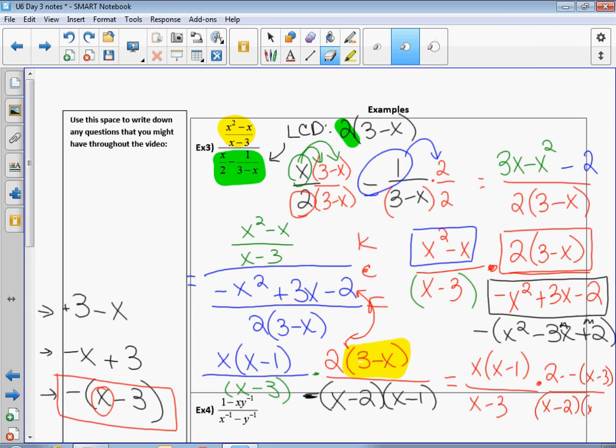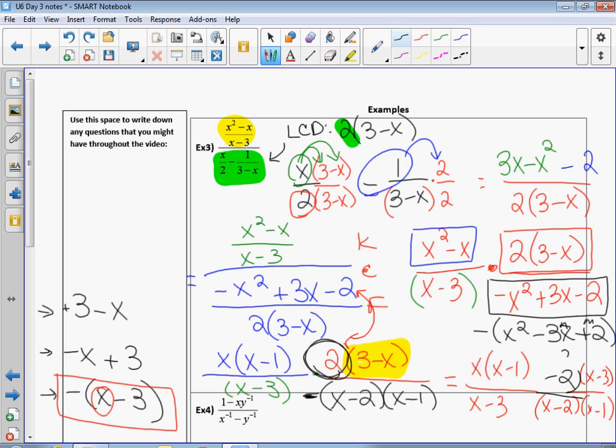Oops, that's a minus 1. Alright, so now I have this fraction, and I can write this piece as negative 2. It's 2 times a negative 1. So let me just change that to a negative 2. I have the magic of the smartboard here to help me.